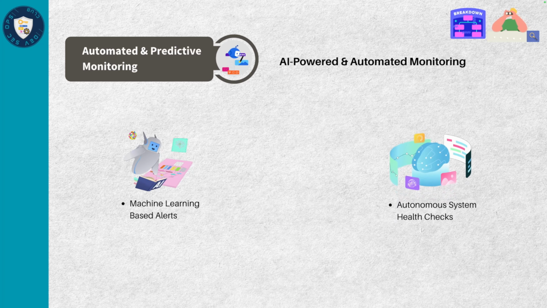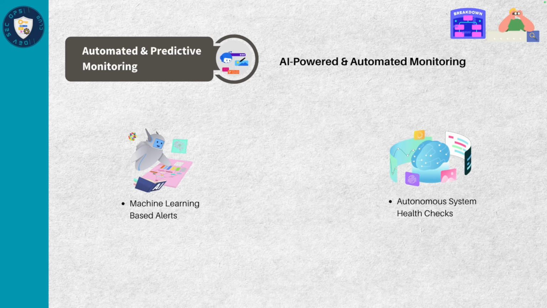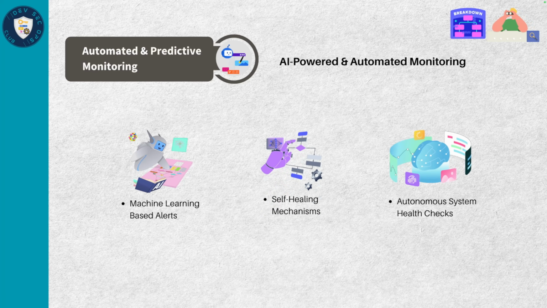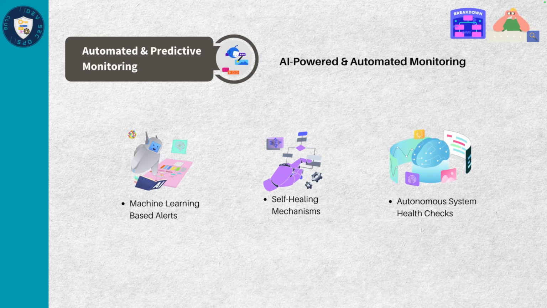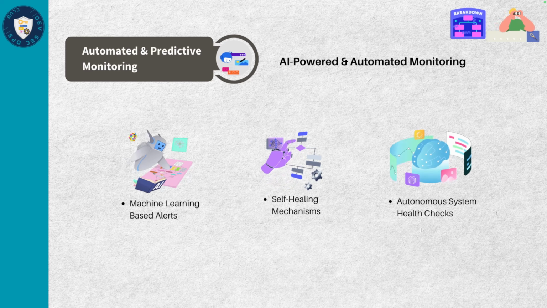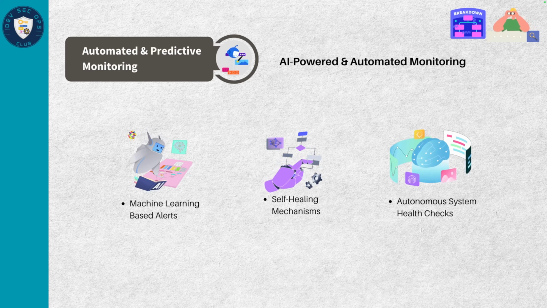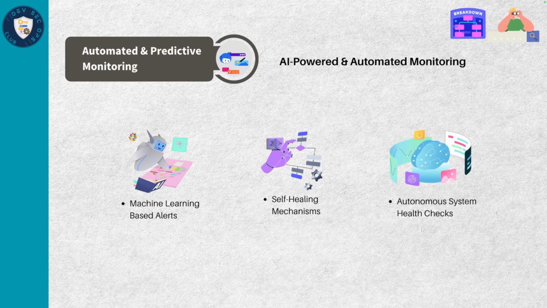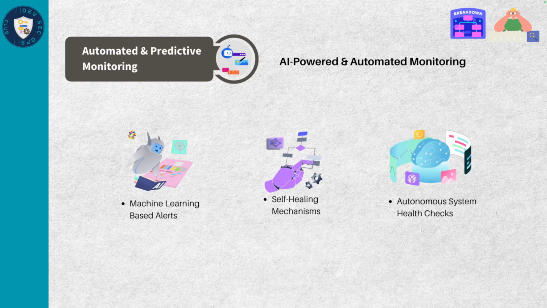Next, we have autonomous system health checks. AI performs system diagnostics, ensuring optimal performance. Next, we have self-healing mechanisms. AI-driven automation fixes issues in real time without human intervention. And again, why is this important? Traditional monitoring relies on manual oversight, whereas AI-powered monitoring reacts instantly, reducing downtime and increasing efficiency.